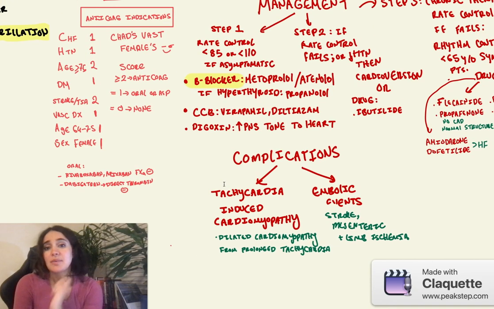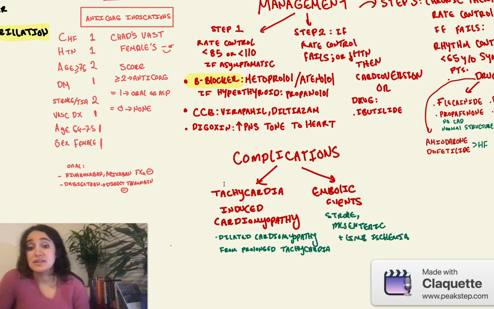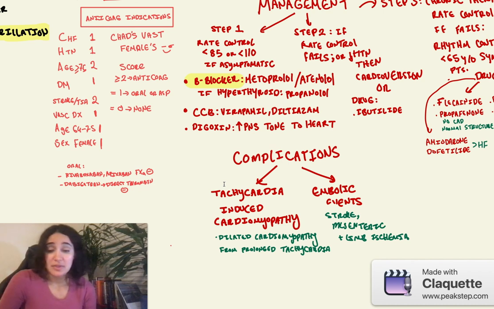So finally, let's talk about complications. So there are 2 major complications of AFib. The first one is tachycardia-induced cardiomyopathy. So what happens over time is you get dilated cardiomyopathy and you get systolic heart failure. Your heart's just not pumping blood sufficiently, and that can be a major issue.